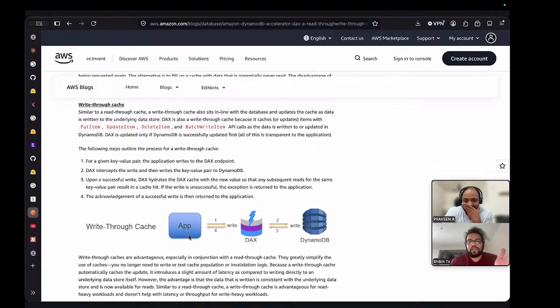What it means is whenever an app requests a write, DAX writes on its own storage. Basically, it has its own cache, right? Behind the scenes, it may be using some technology, and it writes to DynamoDB. Only after the DynamoDB write does it confirm the write succeeded. Otherwise, it's considered failed. So basically, it's a locking mechanism. You write both. If you don't write both, it's a failed state.